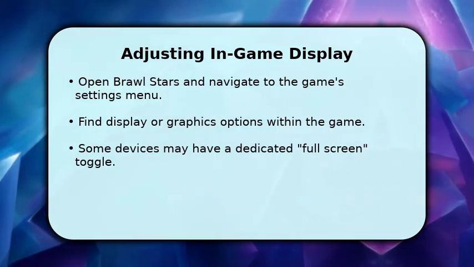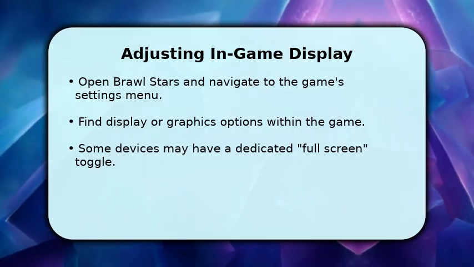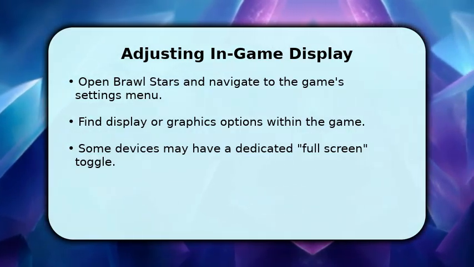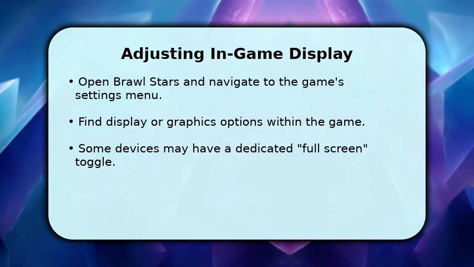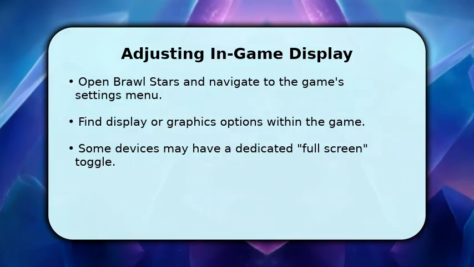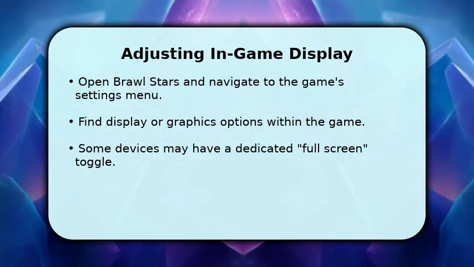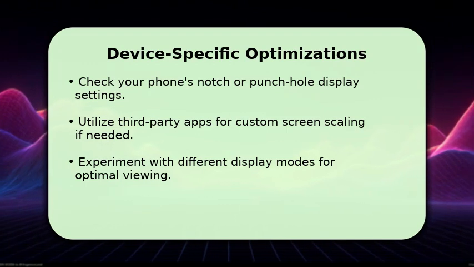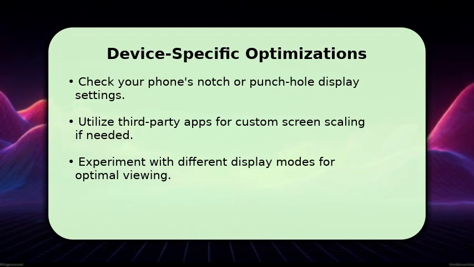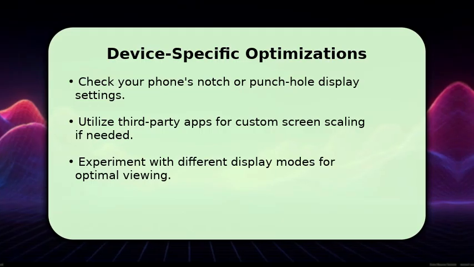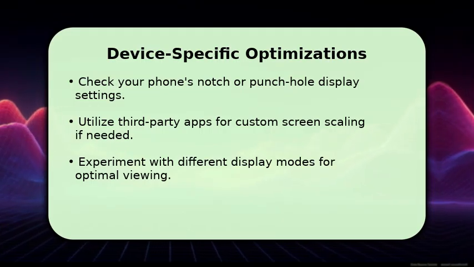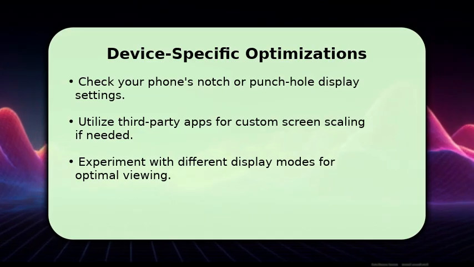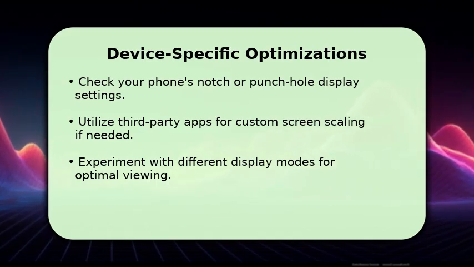Within the game settings, look for sections related to display, graphics, or screen. You might find a specific toggle or option to enable full screen mode, especially on devices with unique screen shapes like notches or punch holes. Many modern smartphones feature unique screen designs, such as notches or punch holes. To optimize your full screen experience, check your device's specific display settings for options that allow apps to utilize the entire screen area, often called full screen apps or notch display.